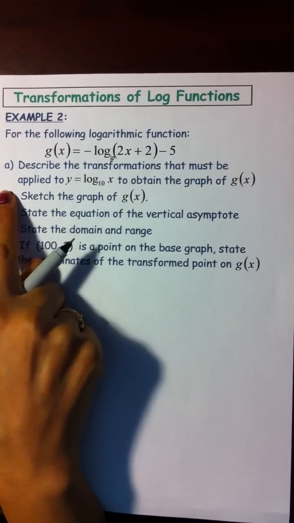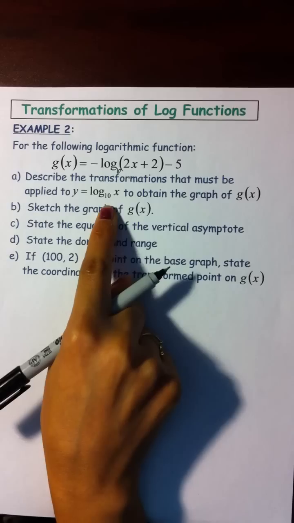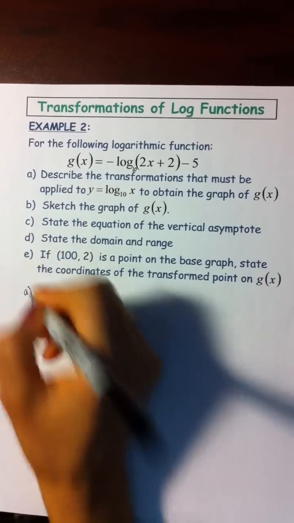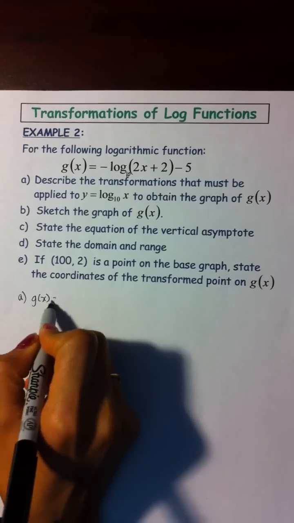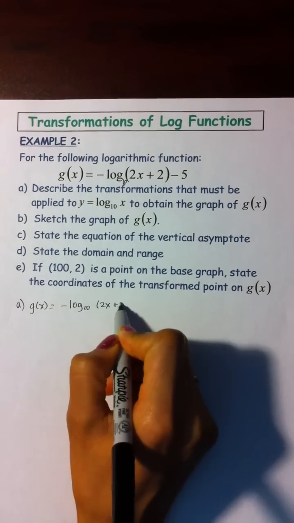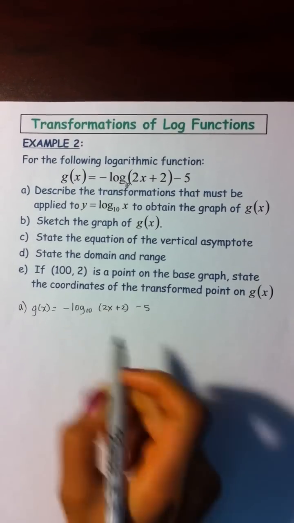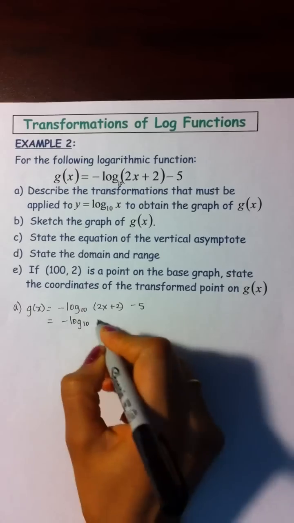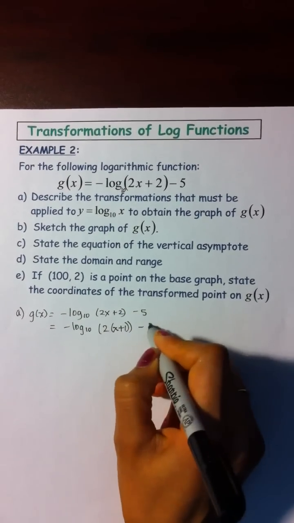So for the first part, it says describe the transformation that must be applied to y equals log base 10 of x to obtain the graph of g of x. So I'm going to go ahead and just write down the function g of x. That's g of x equals negative log base 10 of 2x plus 2, minus 5. And as you can see here, I can factor out the 2. So that's what I'm going to do before I describe my parameters. I'm going to factor the 2 out. I get x plus 1, minus 5.